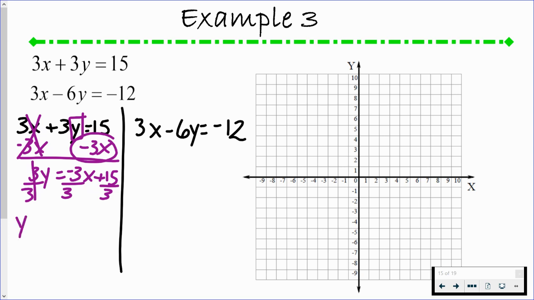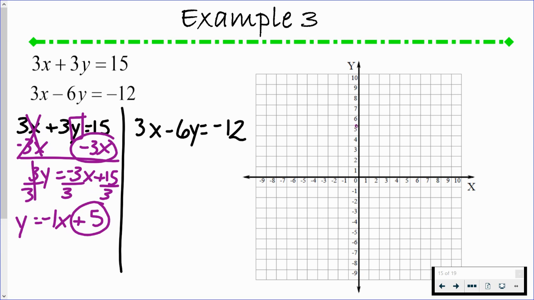That leaves me with 1y. Negative 3 divided by 3 is negative 1x, or you can write negative x. And then 15 divided by 3 is 5. Okay, so what I'm going to do is graph this one right away, so then this way I'll jump over to the red color for my second equation. So I'm going to start up at 5. Okay, y-intercept's always your starting point.